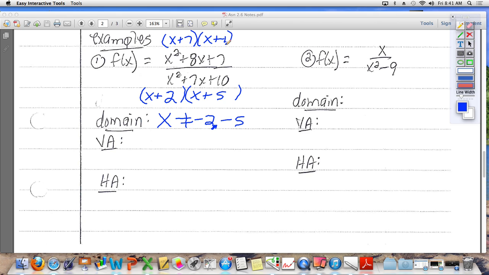Are there any common factors? There's nothing on the top that matches anything on the bottom. Therefore, the vertical asymptotes are going to be exactly these factors right here. So we're going to have a vertical asymptote at x equals -2, and another one at x equals -5. If we had some factors that would cancel out, then you would have a vertical asymptote at only the leftover on the denominator. Does that make sense? We did this last year, so this should be a little bit of repeated information.